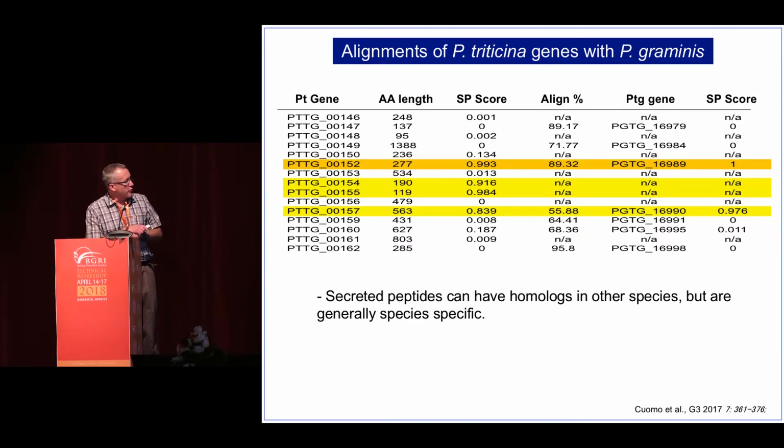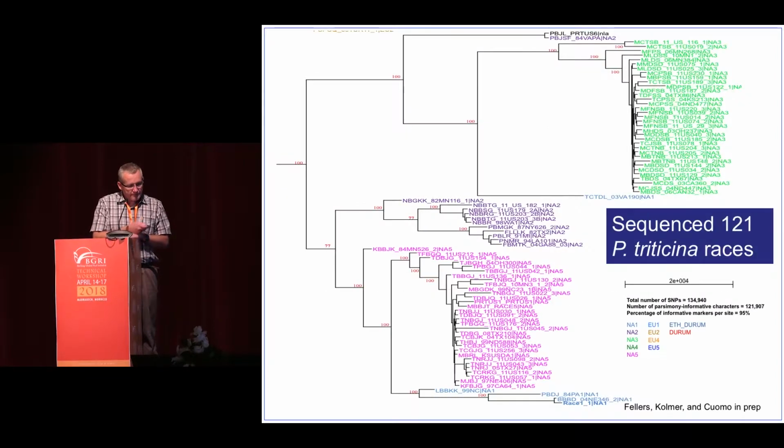It has almost a 90% alignment to a gene in PGT, I'm sorry, which also has a high secretion. So these 2 are probably orthologues. But what happens though, in the ones in yellow, is they have high secretion signals, but either there's no orthologue in Graminis, or there's very little amino acid homology. So there we are stuck. It's kind of its own beast.